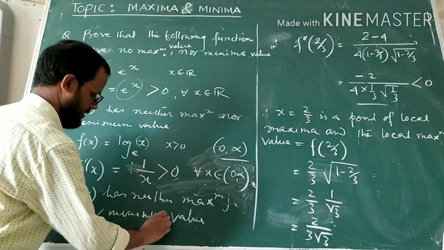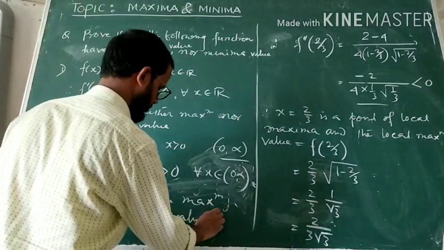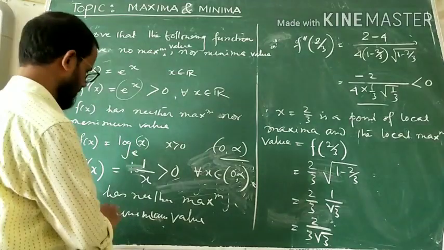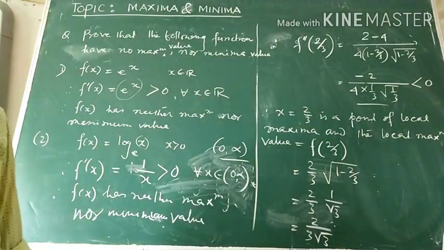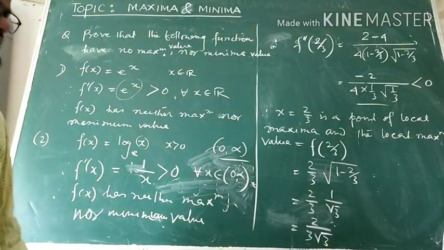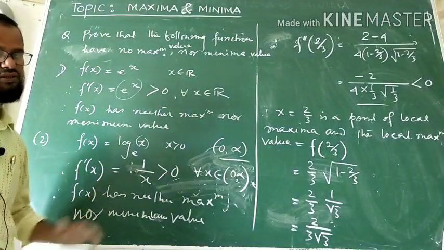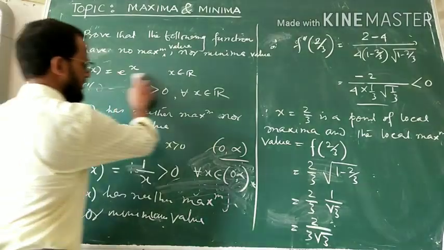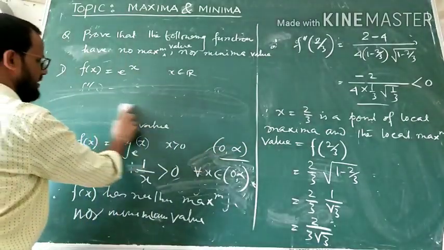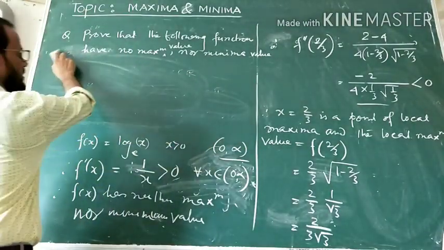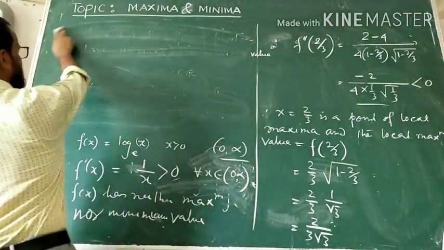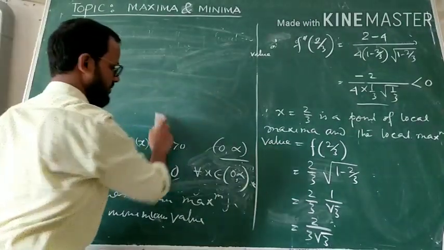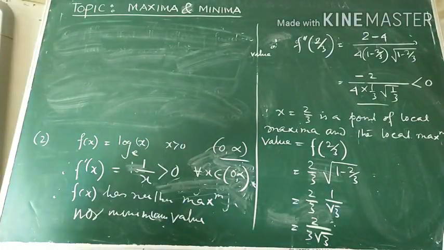Maximum and minimum value. f(x) has neither maximum nor minimum value. That means there does not exist a maximum or minimum value of the function f(x) = log x. It will not exist. Why will it not exist? Because the necessary condition is not satisfied. What is the necessary condition? f dash x should be 0. From there we get the critical points, and from the critical points we can test for maxima and minima and get the final result.